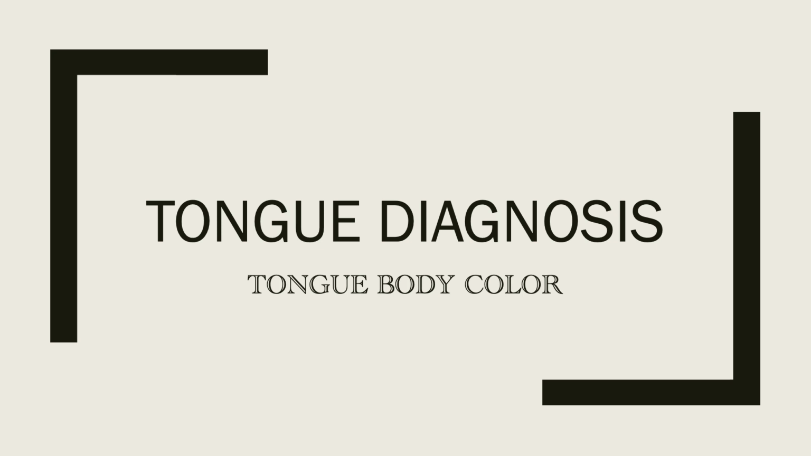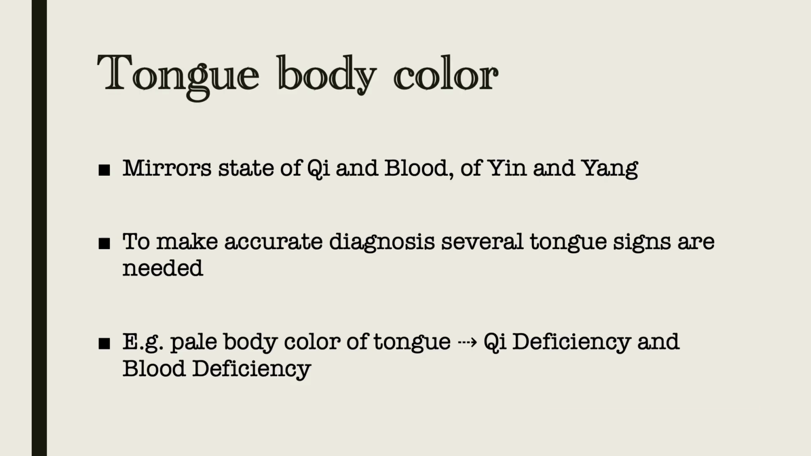Let's now proceed to tongue body color. The body color of the tongue mirrors the state of qi and blood, of yin and yang. To make an accurate diagnosis, several tongue signs are needed. For example, a pale body color of the tongue points to qi deficiency as well as to blood deficiency.